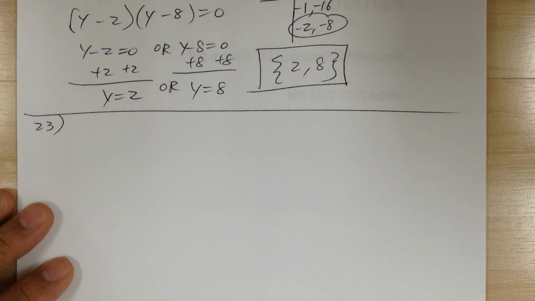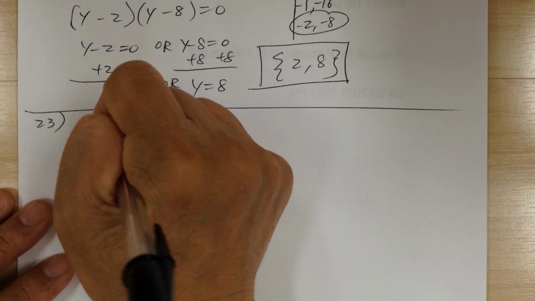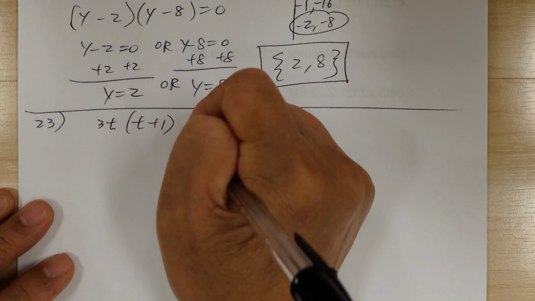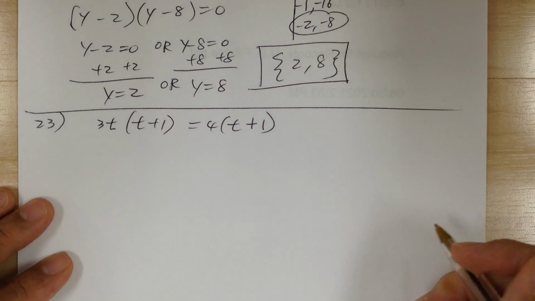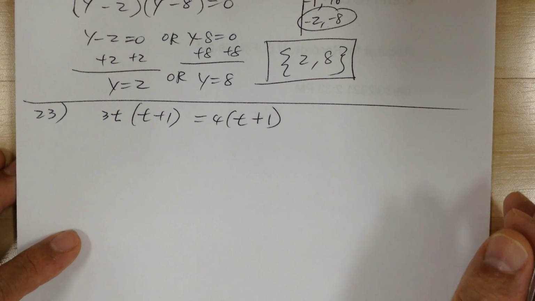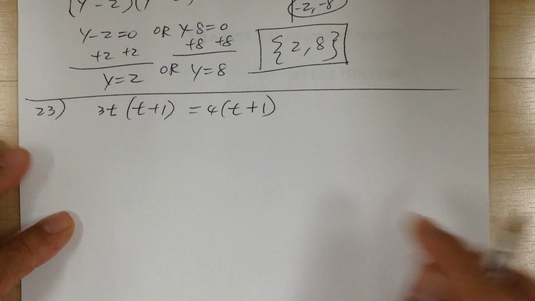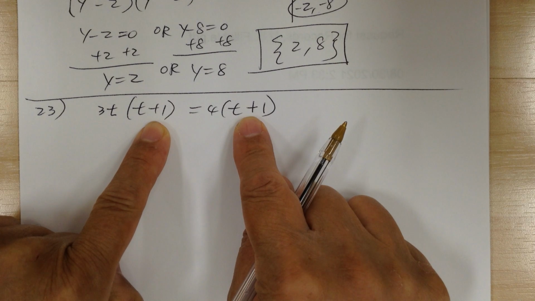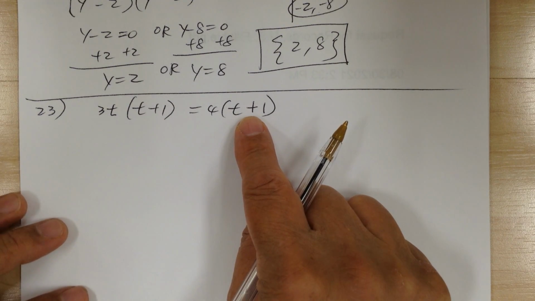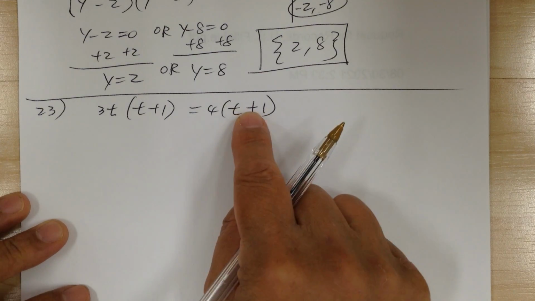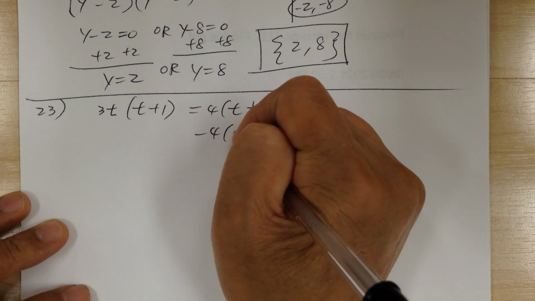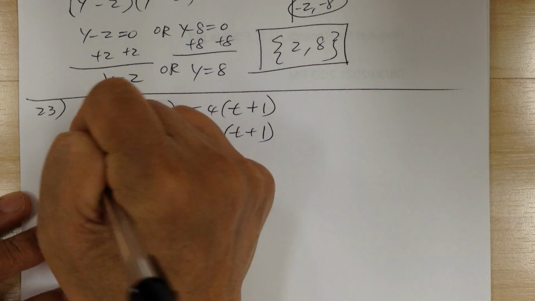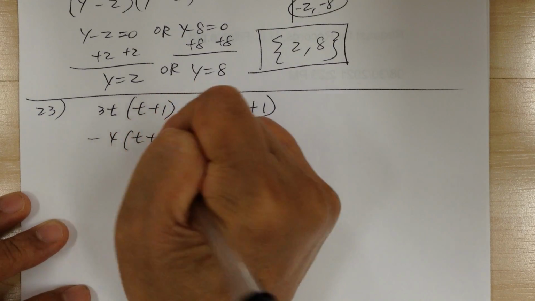Okay, next one. 3t times (t plus 1) equal to 4 times (t plus 1). Since they are two of the same thing, the quick way is, since they are the same and this is already factored, you can just subtract to that side. So minus 4 times (t plus 1) on each side.